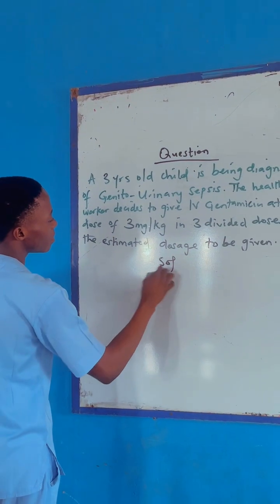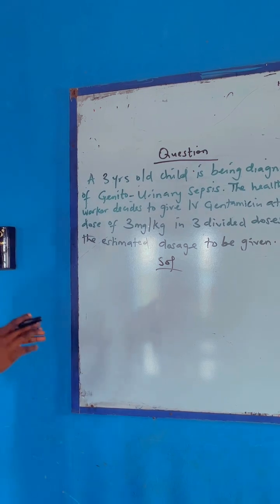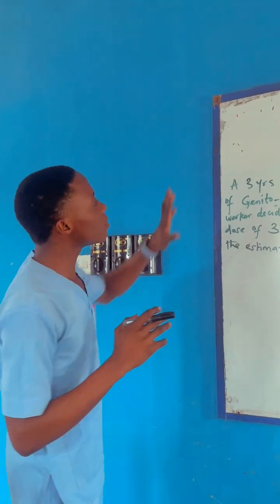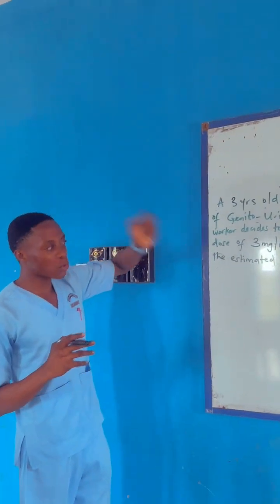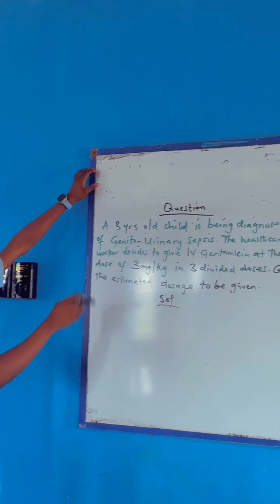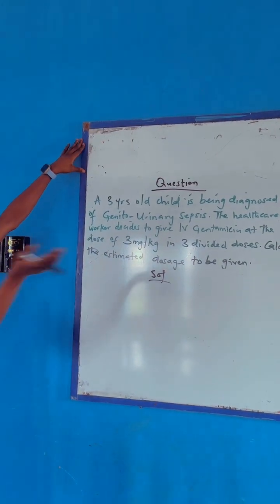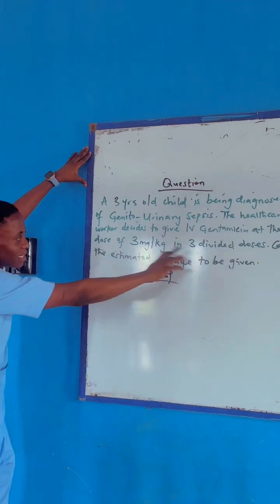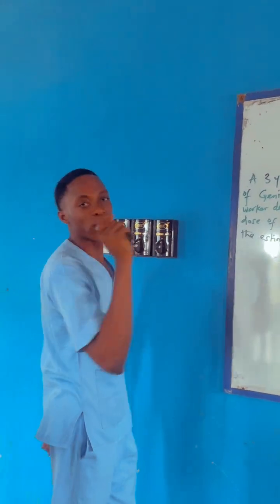Now, once we are given any question, we have to sit, read, and understand the question carefully. As far as this question is concerned, for anyone that knows the right thing to do, you have to know that something is missing in this question. We are given the age of the child, the medication to be administered, and their dose. But for us to calculate the dosage, we have to know the weight of the child.